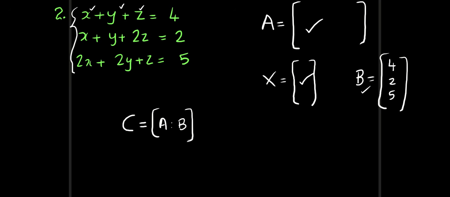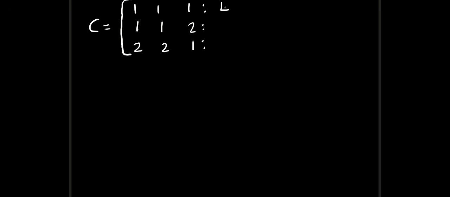So shall we start? So the coefficients will be 1, 1, 1, 1, 1, 2, 2, 2, 1, and the right side is 4, 2 and 5. So look at this. C is equal to, I'm going to augment A and B. So 1, 1, 1, 1, 1, 2, and finally 2, 2, 1. And let's join 4, 2 and 5.